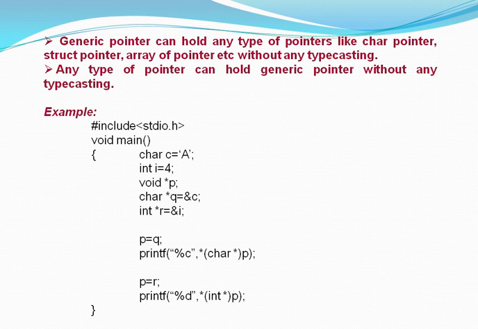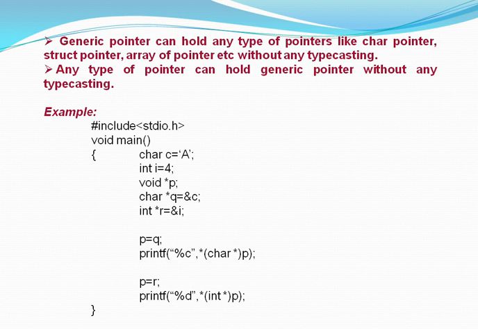Now we are assigning p = q. It means we are giving the value of q to p. So q contains the address of c, and now we are assigning it to p. If you want to print the value of p, you have to typecast and then you can print the value of c. So here you write (char *)p. Now if you want to print the value of the integer variable, you can write p = r. You can dereference it and then print it.